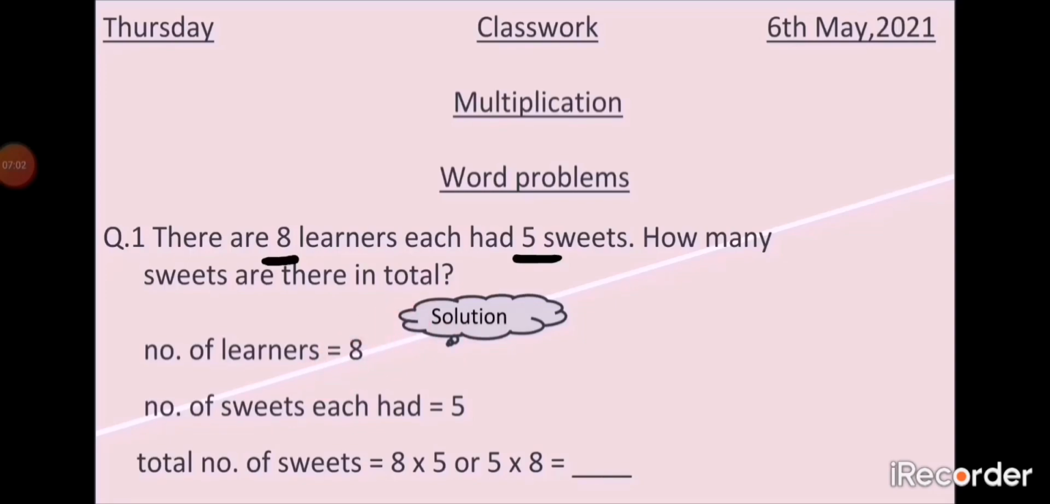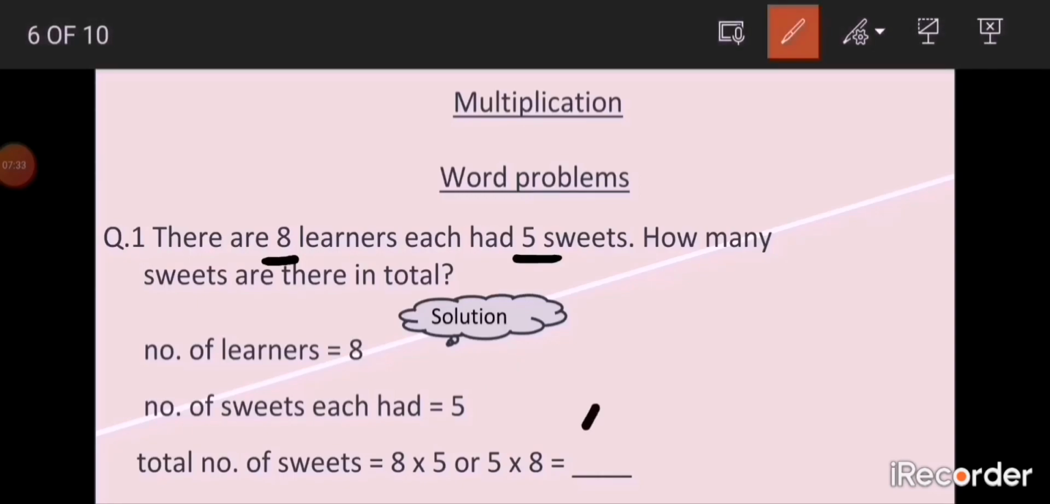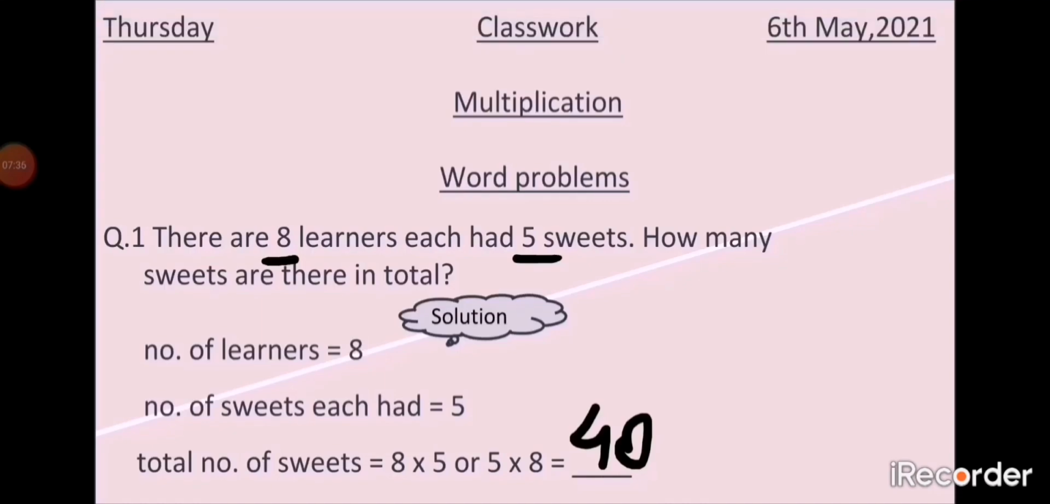So I'm reading the 8 times table. Read with me. 8 1 time 8, 8 2 times 16, 8 3 times 24, 8 4 times 32, 8 5 times 40. And I want to check my answer. So I'm going to read the 5 times table. 5 1 time 5, 5 2 times 10, 5 3 times 15, 5 4 times 20, 5 5 times 25, 5 6 times 30, 5 7 times 35, 5 8 times 40. So my answer is 40. It means when there are 8 learners and each had 5 sweets, the total number of sweets will be 40.